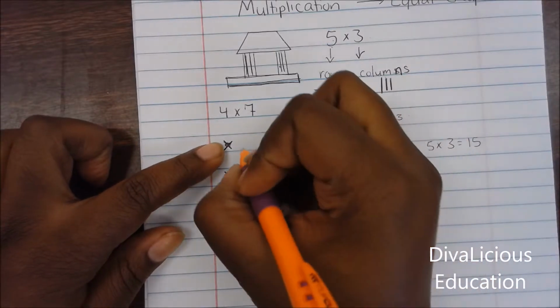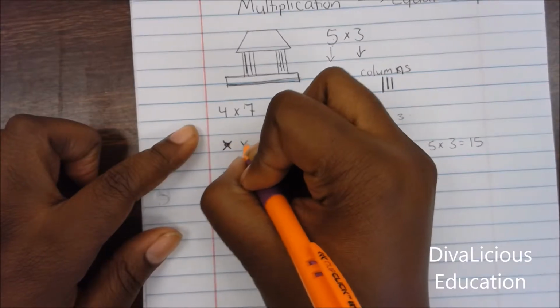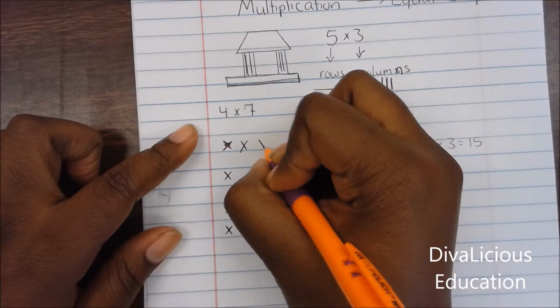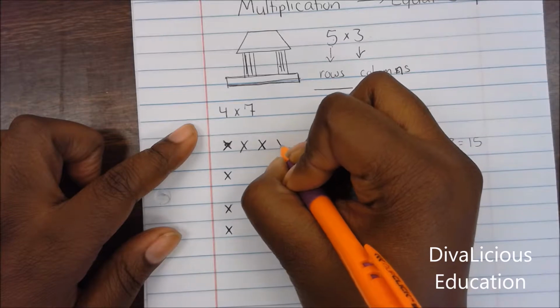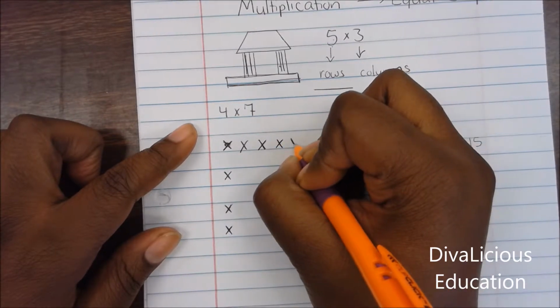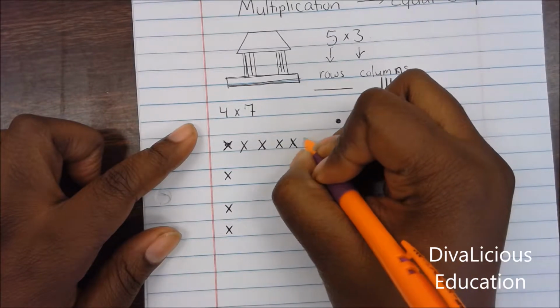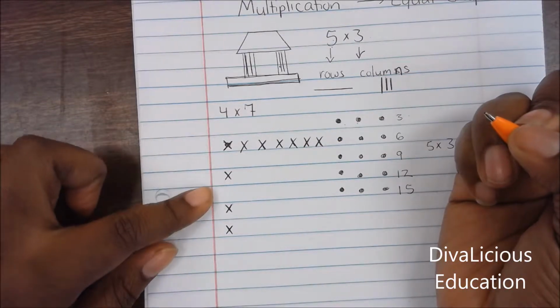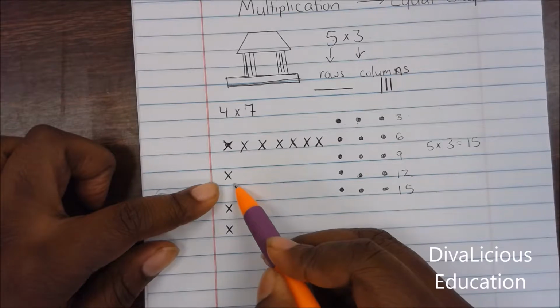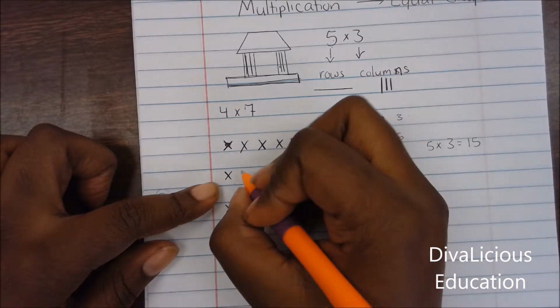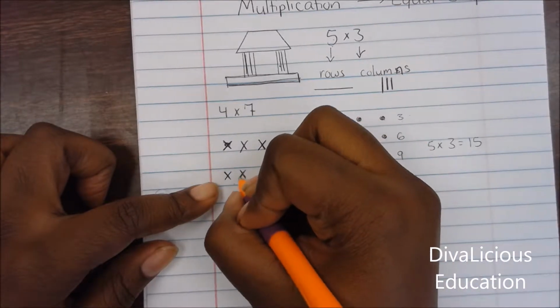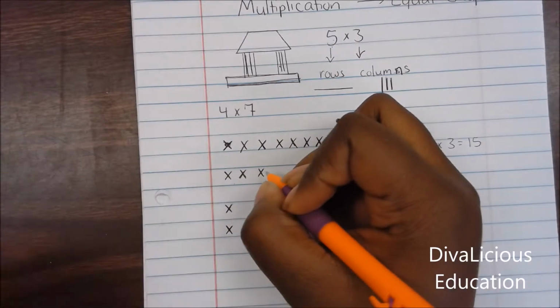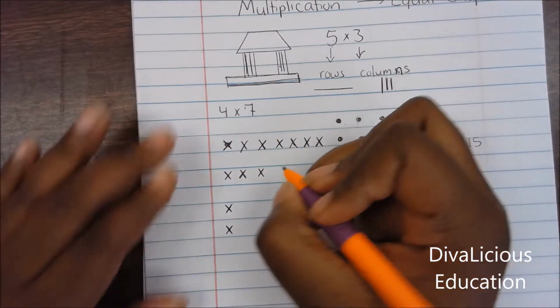So this is 1, 2, 3, 4, 5, 6, 7. From there, I want to go to my next row, my second row, and I just want to copy those X's right underneath those X's that I made. Because if I've already made 7, I just have to continue to make that 7.